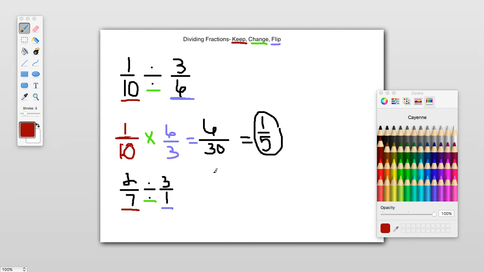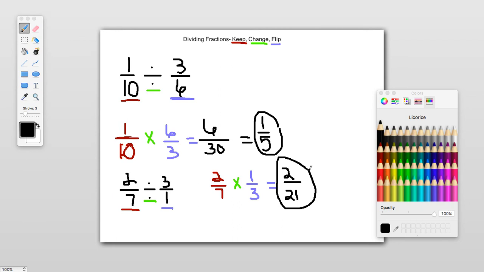Keep our 2/7, change to a multiplication sign, and flip our third fraction, so it'll be 1/3. Multiply straight across. 2 times 1 is 2. 7 times 3 is 21. And again, this cannot be simplified, so that is our final answer.